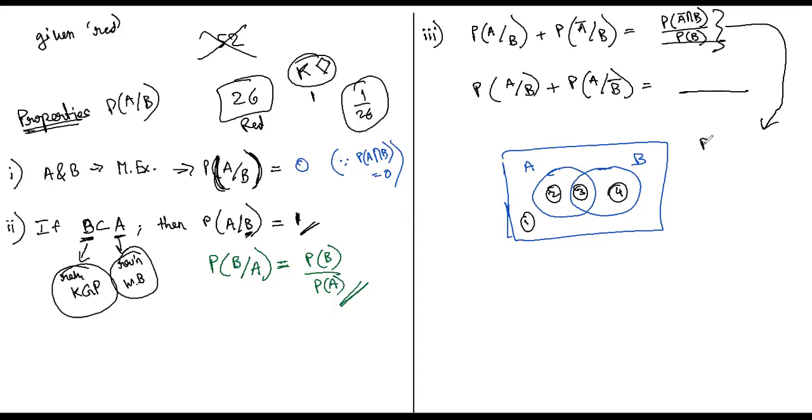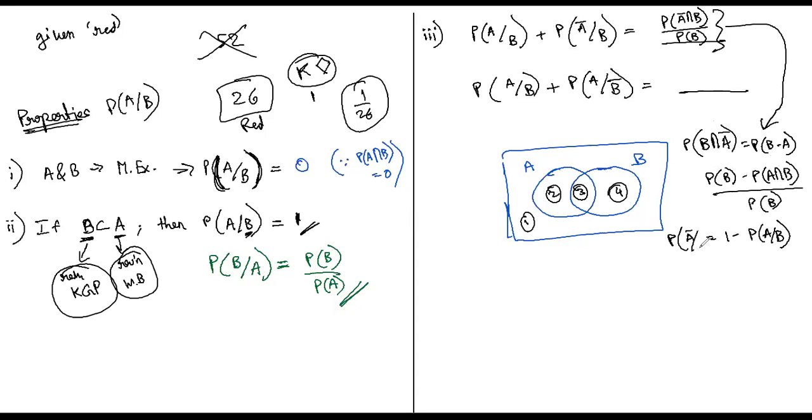See, this is important. In sets, you can write B intersection A complement as B minus A. And we already studied that P of B minus A is equal to P of B minus P of A intersection B. Now this whole thing is divided by P of B, which is nothing but 1 minus P of A given B. This is the value of P of A bar given B.